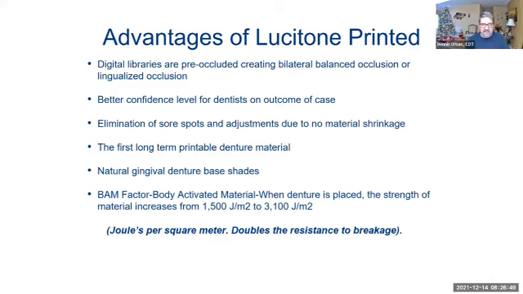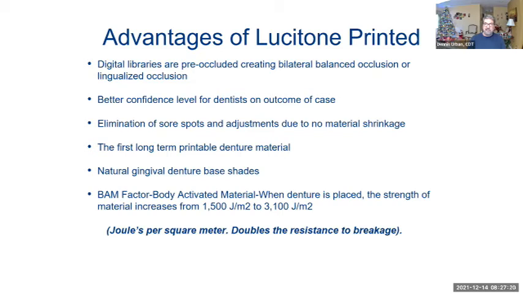And one additional thing is called the BAM factor, or BAM, body activated material. When this is put into the patient's mouth, it actually doubles the resistance to breakage because of the joules per square meter. It increases from 1,500 to 3,100 joules per square meter, and this doubles the resistance to breakage because of the warmth of the patient's mouth. So great feature. It's a great material, and it's a great technology.